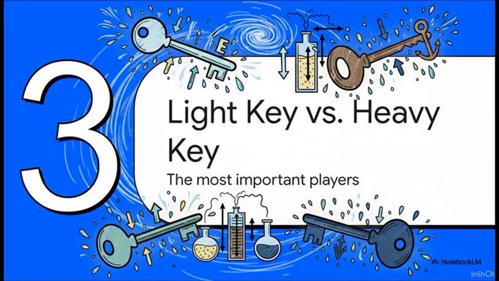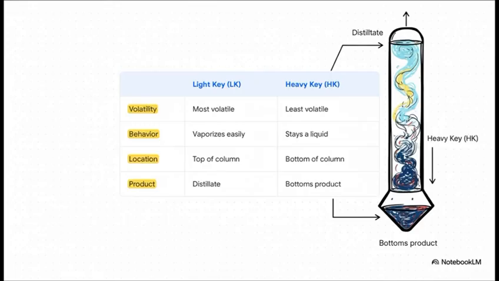Now, within this group of key players, two of them are the absolute stars of the show. The light key, we'll call it LK, and the heavy key, or HK. Seriously, everything revolves around them. Let's break down what they do. These two are complete opposites. The light key is the most volatile one of the bunch, so it turns to vapor super easily, rises all the way to the top of the column, and becomes what we call the distillate. Meanwhile, the heavy key, well, it's the least volatile. It would much rather stay a liquid, so it sinks down to the bottom and becomes the bottoms product.